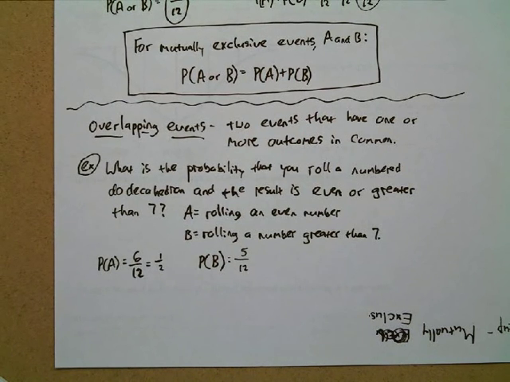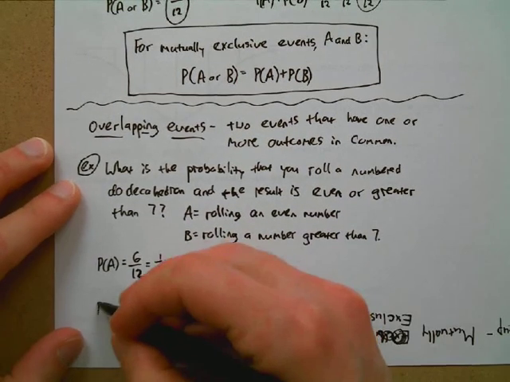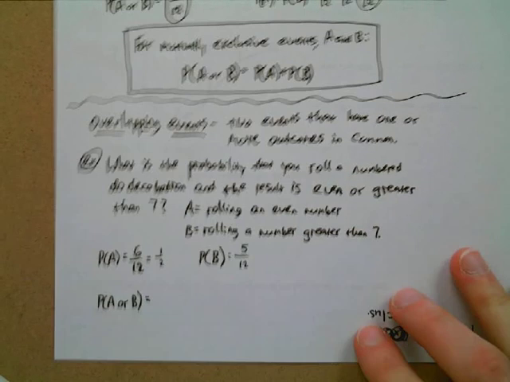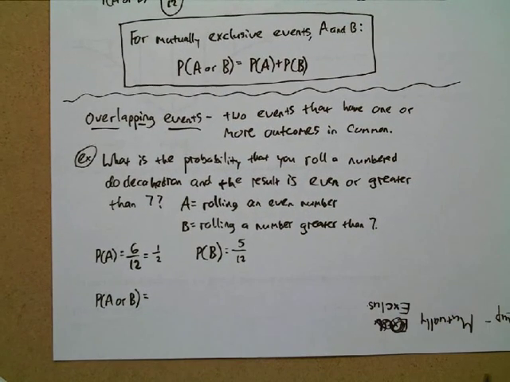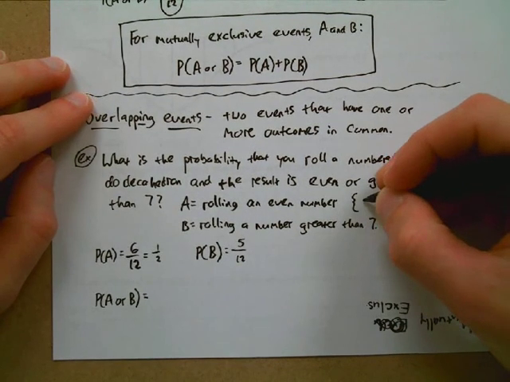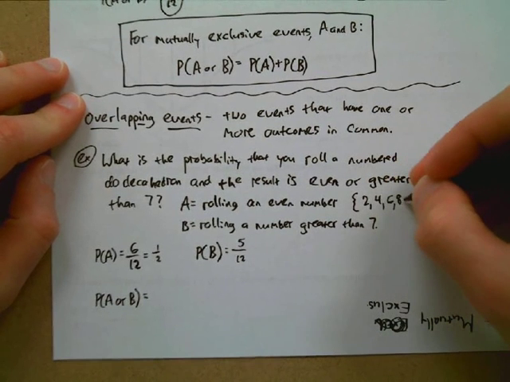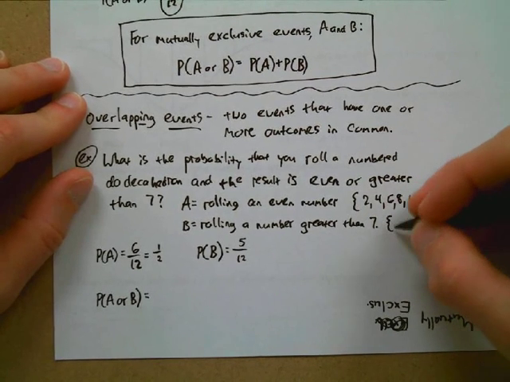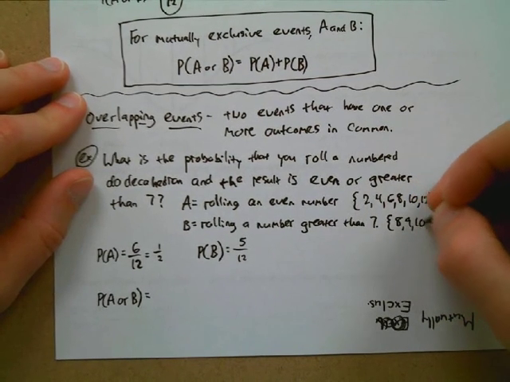Now, what is the probability of A or B in this case? Okay, so let's think about this here. Event A, what are the possibilities we could roll? We could roll a 2, a 4, a 6, an 8, a 10, or a 12, right? For rolling a number greater than 7, we could roll an 8, a 9, a 10, 11, or a 12.